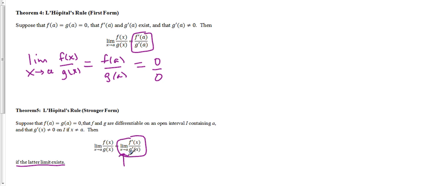So let's let h of x be equal to f of x over g of x. And we are going to assume that f and g are differentiable around some point a. We're going to assume that f of a and g of a are both equal to 0. We're going to assume that g prime of x is not going to be equal to 0 as long as x isn't equal to a. Basically all of the conditions that we had in the two theorems.